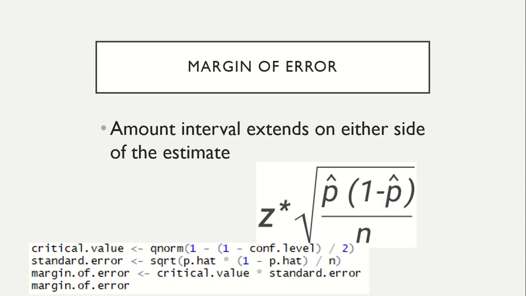Below, I've included the R command for how to find it. You can literally type in exactly what I have, as long as above you set confidence level equal to something, set P-hat equal to something, and set N equal to something, and then you can just run all these lines and it will give you your margin of error, which is very nice. However, I've included the equation for margin of error for a particular reason.